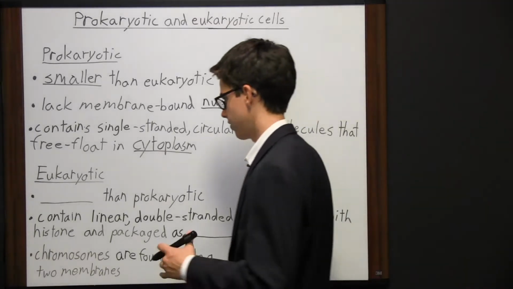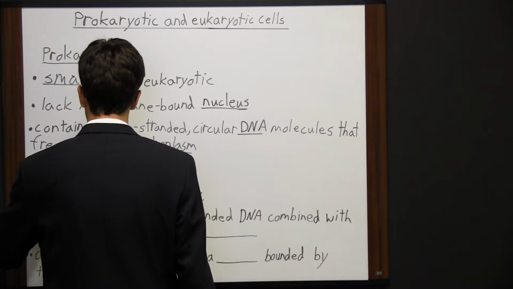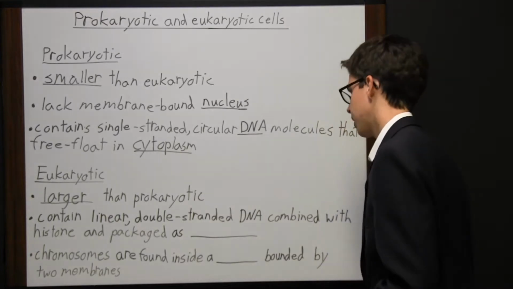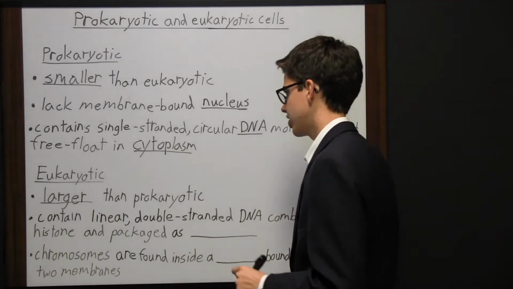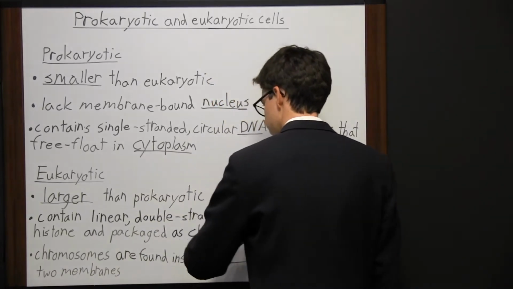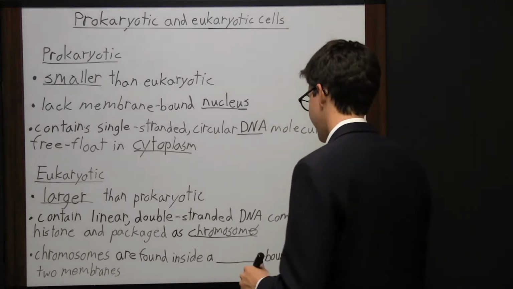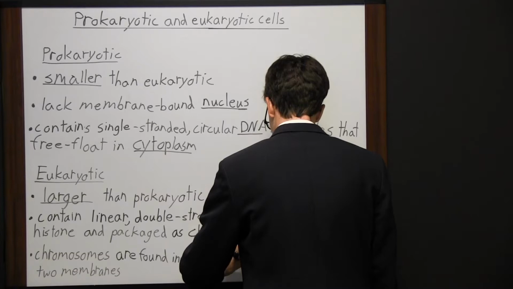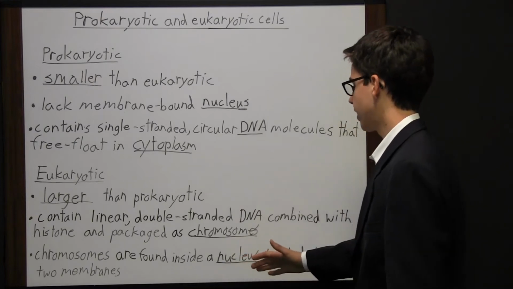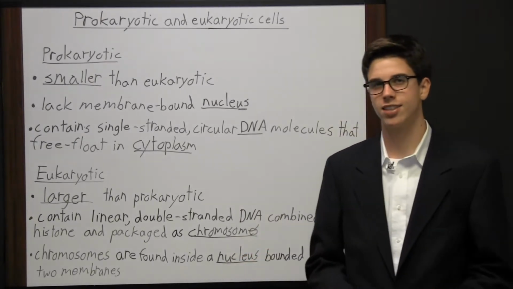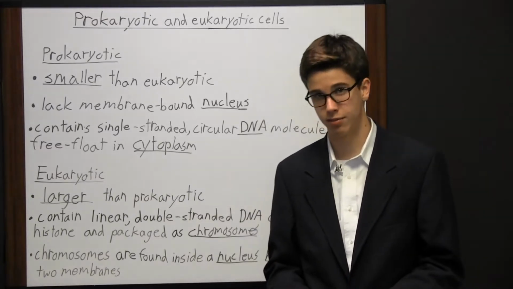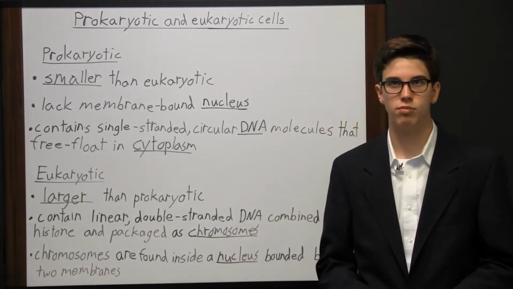Then we have eukaryotic cells, and so these are going to be obviously larger than prokaryotic cells. And these contain linear, double-stranded DNA combined with histone and packaged as chromosomes. And then the chromosomes are found inside a nucleus bounded by two membranes. So notice here, the eukaryotic cells do have a membrane-bound nucleus. Now, eukaryotic cells contain a variety of other membrane-bound organelles, such as mitochondria, chloroplast, endoplasmic reticula, Golgi bodies, lysosomes, and vacuoles.